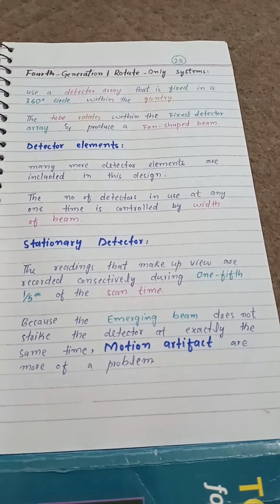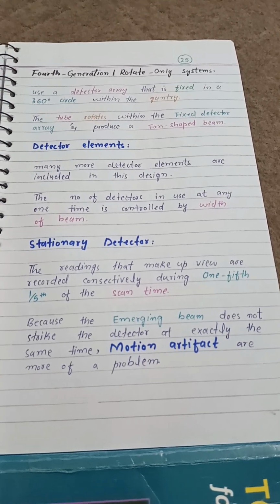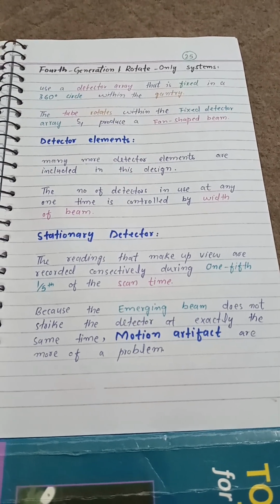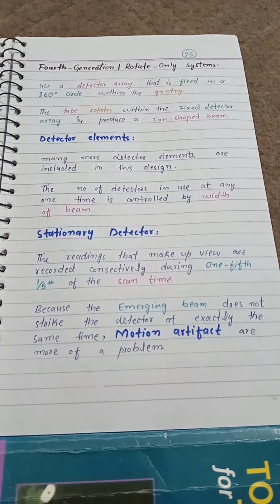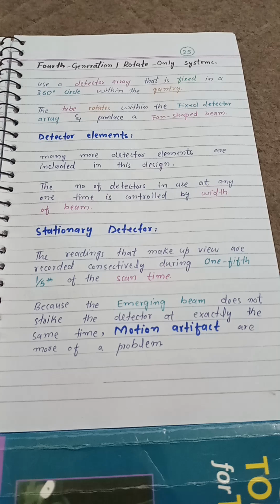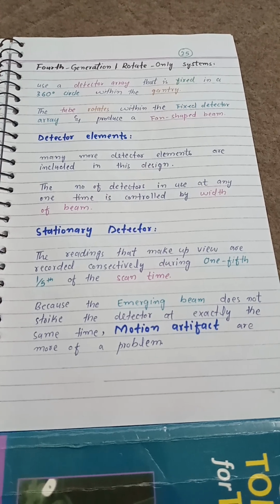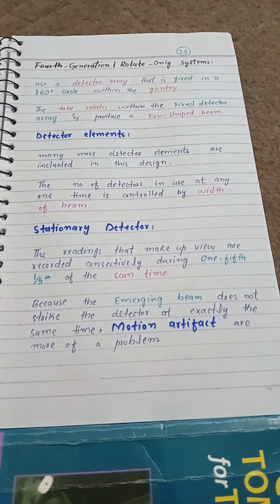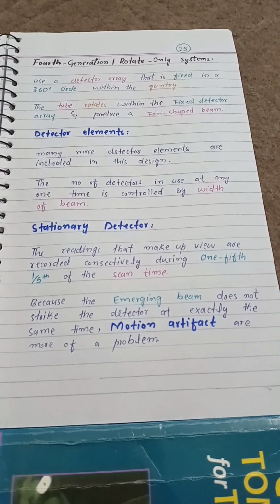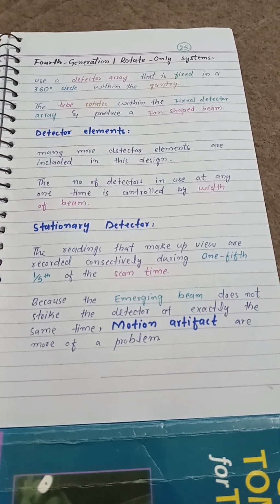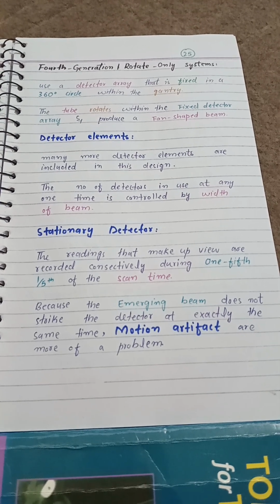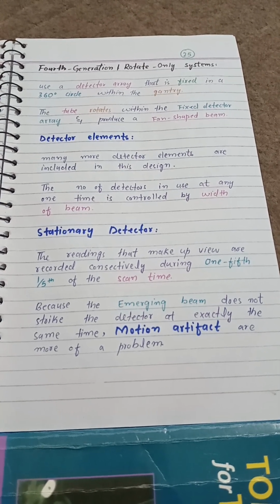Fourth generation rotate-only systems use a detector array that is fixed in a 360 degree circle within the gantry. The tube rotates within the fixed detector array and produces a fan-shaped beam. Many more detector elements are included in this design. The number of detectors in use at any one time is controlled by the width of the beam.